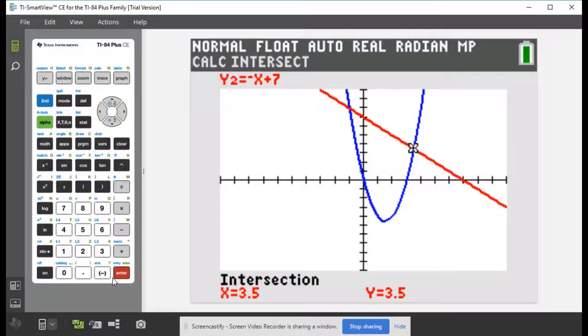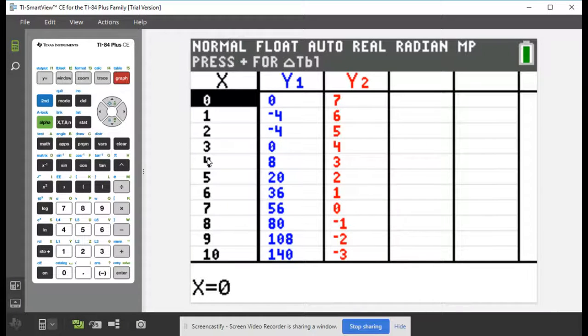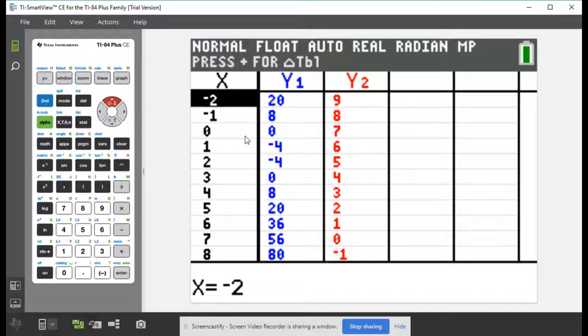The solutions are the x-coordinates of the points of intersection, so that would be -1 and 3.5. To find integer solutions using the table, you will type second, graph, and you will locate points in the table where the y-coordinates are equal. And you'll notice if you scroll up using your arrows at -1, both y-coordinates are 8. So -1 would be a solution.